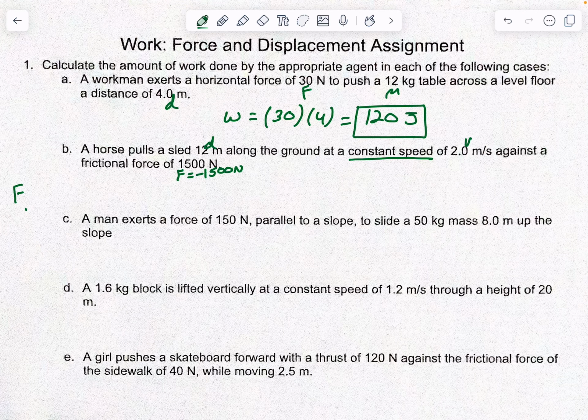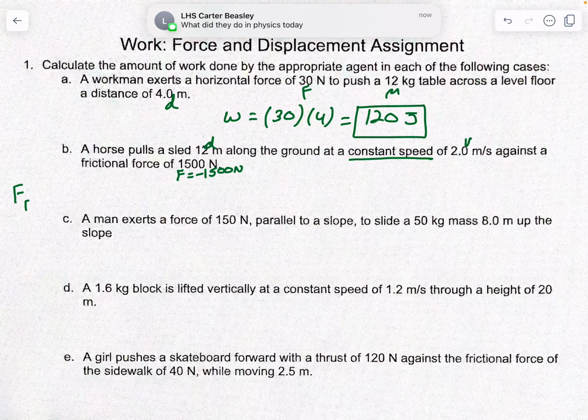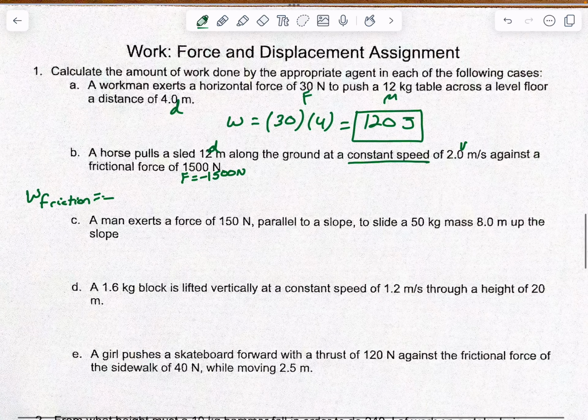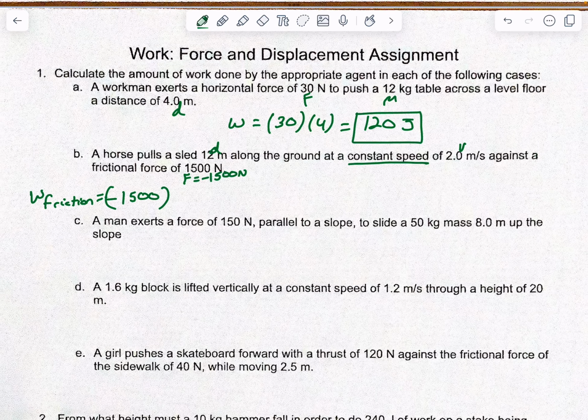So we're going to do work for friction. Work for friction equals the force of friction, which would be negative 1,500, times the distance, which is 12 meters. And that gives you negative 18,000 joules. So if I asked you how much work friction was doing, that would be your answer and you'd be done. So that is one possible answer there.